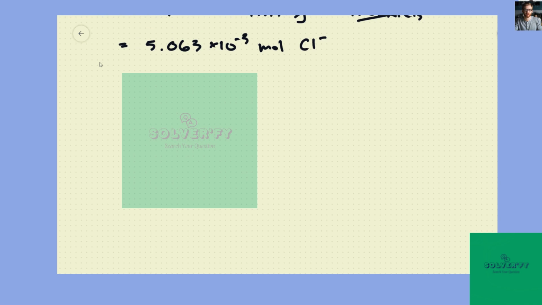Let's look at part C. In this part, we're looking at the mass of 7.70 times 10 to the 20th molecules of caffeine, which is C8H10N4O2.